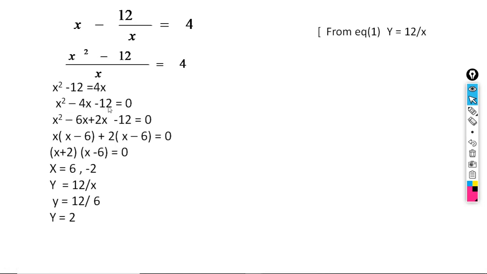x square minus 4x minus 12 equals 0. Getting the possible factors, the value of x comes to be 6 and minus 2. We consider x as 6 and the value of y comes to be 2. So therefore the number will be 10y plus x, which is 10 times 2 plus 6, which is 26.